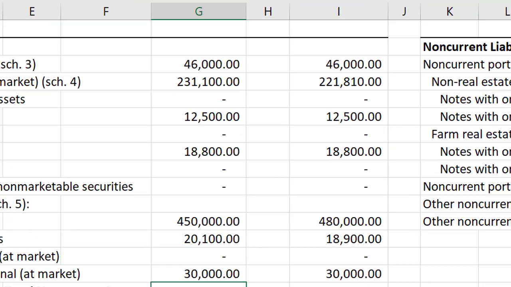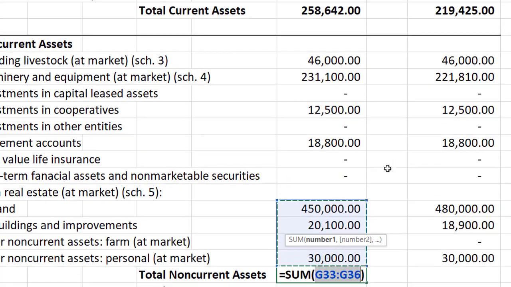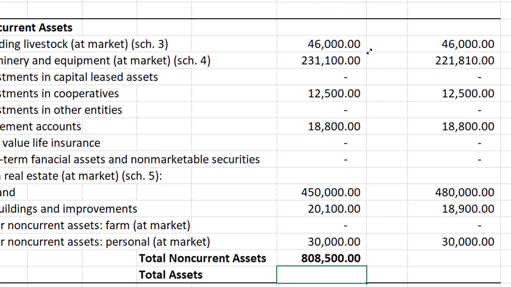Now we're going to total all those up using the auto sum. And once again, Excel tries to guess what we're trying to do and has guessed wrong. So we're just going to drag up to get the correct area summed. Hit enter and we get just over $800,000 in current assets. Why don't we copy and paste that formula so that we now have a total for both years.